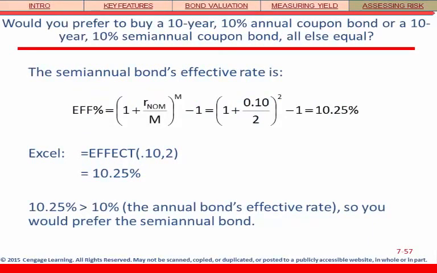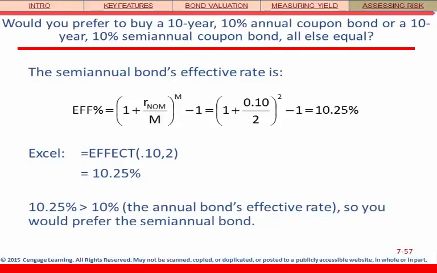Now this slide is somewhat interesting. It looks like there's a lot going on from a math perspective, but it's a real simple question. Would you prefer to buy a 10-year 10% annual coupon bond, or a 10-year 10% semi-annual coupon bond, everything else being equal? And the answer is obviously the semi-annual bond. Why? Because the semi-annual bond gets to compound for 2 periods instead of 1, and so you get a little bit extra with compounding interest, 10.25% instead of 10%. So obviously you would prefer that semi-annual coupon bond over a similar annual coupon bond.